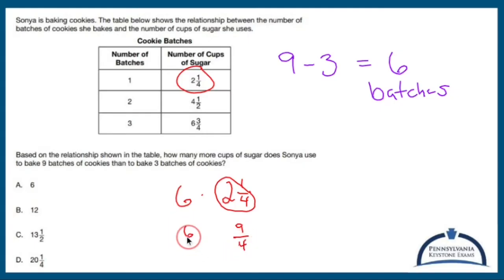I'll just turn this into 6 over 1. And I can multiply straight across the top, straight across the bottom. And you know what I noticed? I noticed that if I have a 6 up here and a 4 down there, I can make that a 3, and I can make you a 2. So 3 times 9 is 27. 1 times 2 is 2. And 27 over 2 turns back into 13 and a half, which is that guy.